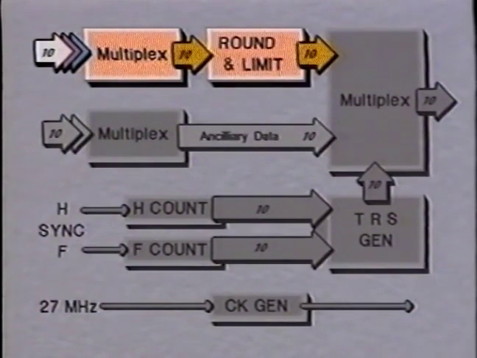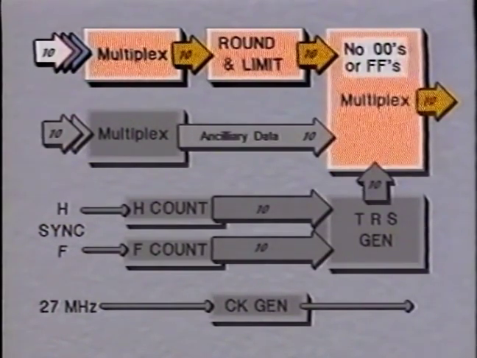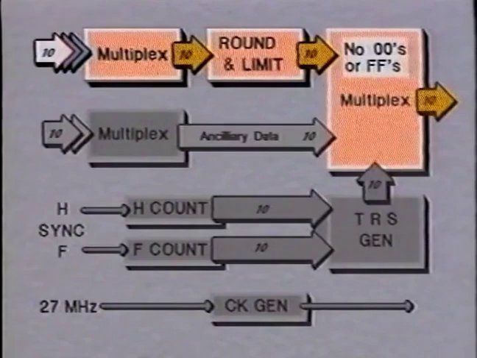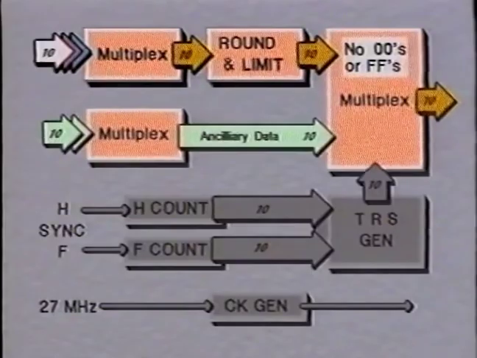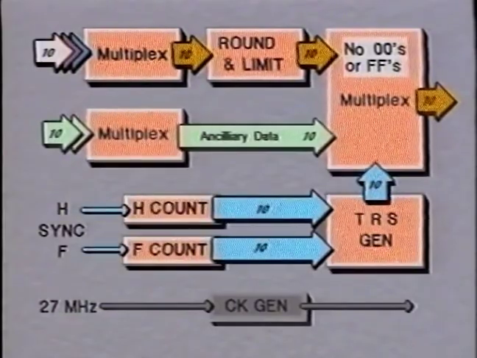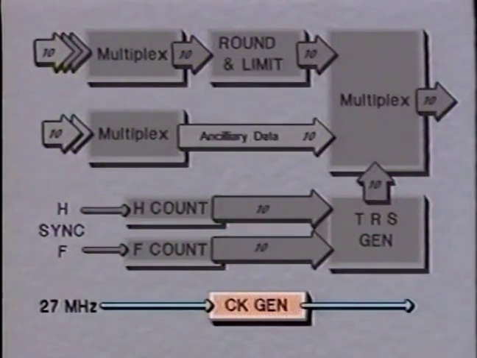Limiting is also required, so that any zeros are incremented to 1, and any FFs decremented to FE. The data, now free of zeros and FFs, is multiplexed sequentially into a single 10-bit parallel channel, which includes the ancillary data and TRS signals. The clock frequency is now higher at 27 MHz and is made up of 13.5 plus 6.75 twice. Clock information is transmitted separately.